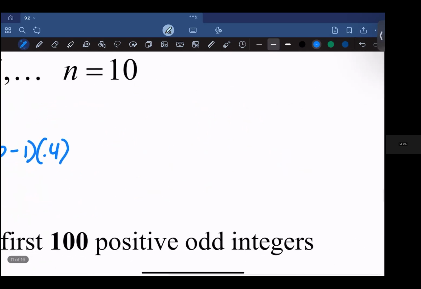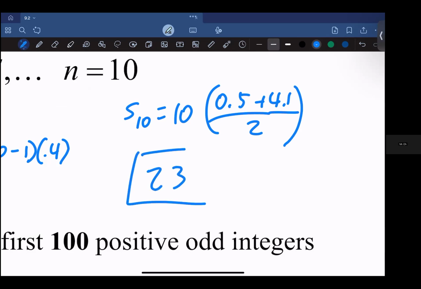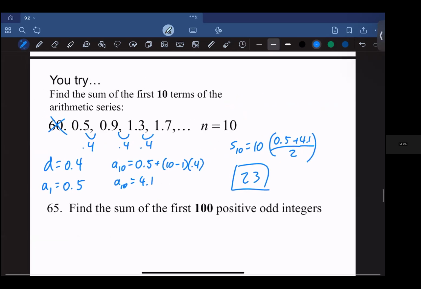And my final step will be to utilize the series equation. S of 10 equals 10 times (0.5 plus 4.1) divided by 2. Plug that in your calculator, multiply it out. You will get an S10 of 23. Fantastic. Not too bad.